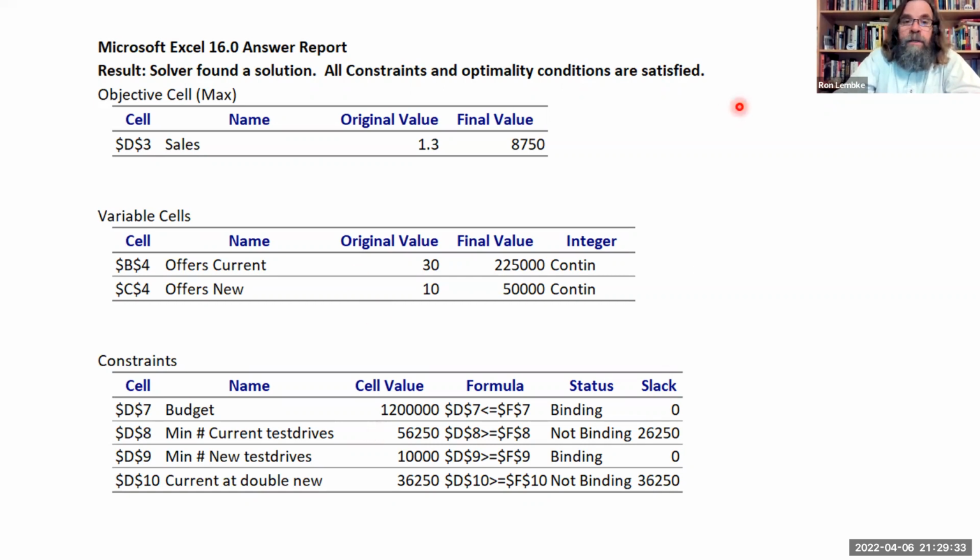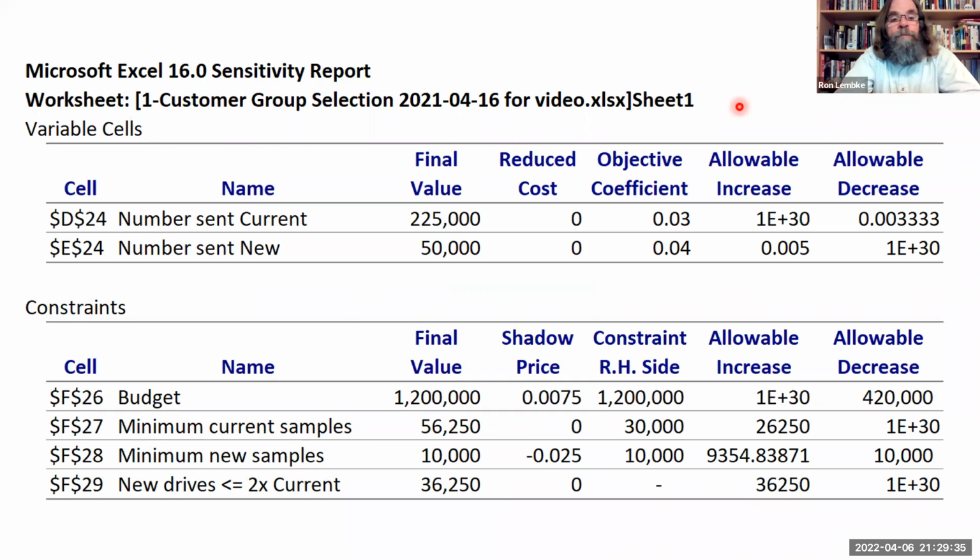So let's look at the sensitivity report. So we're sending 225,000 offers to current customers and 50,000 to new customers. And the reduced cost is 0 because we're already optimal to have non-negative quantities for those. So really nothing to see there in the reduced cost column. The objective coefficient is 0.03.